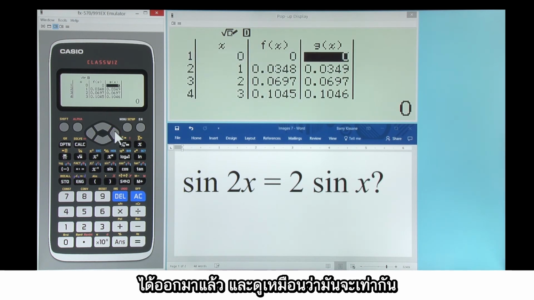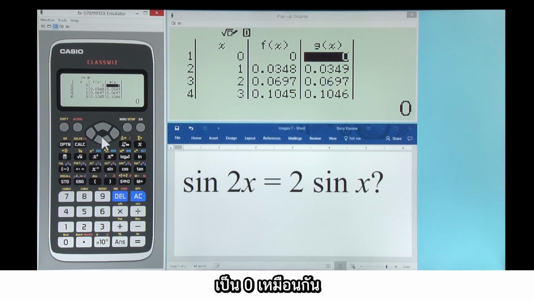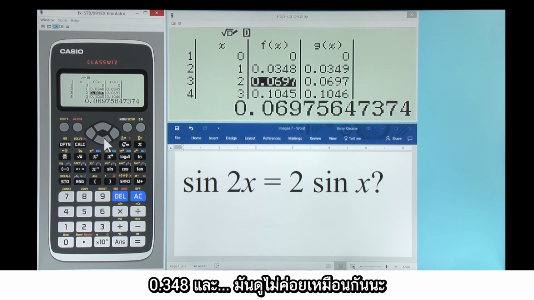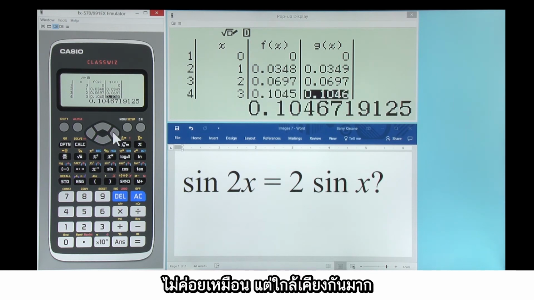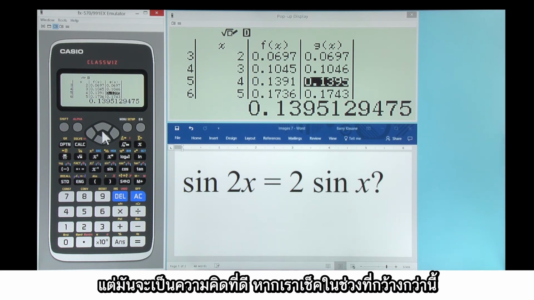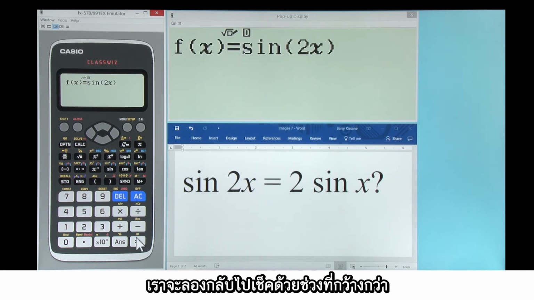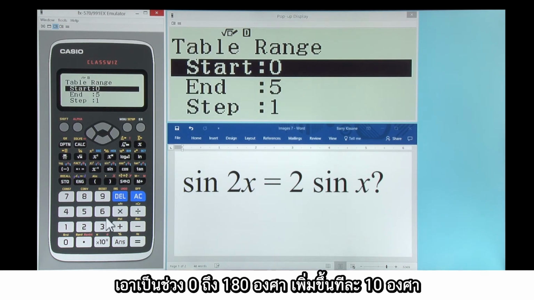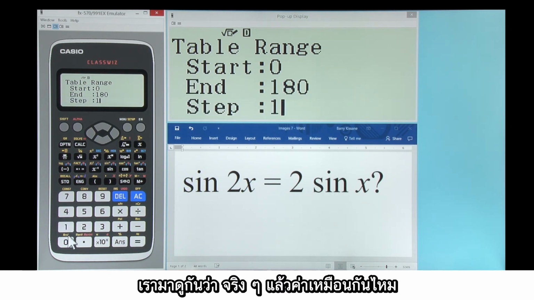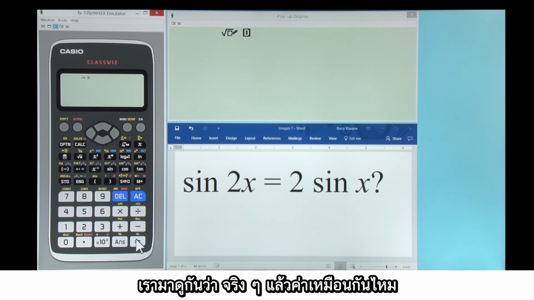And it looks like they're about the same. They're both 0, 0.348, 0. They're not quite the same. Not quite, but very close. So students might think, yes, it seems reasonable, but it's a good idea, of course, to check a wider range of values. So let's go back and check a bigger range of values, say 0 to 180 degrees in steps of 10, and see if they are in fact mostly the same.